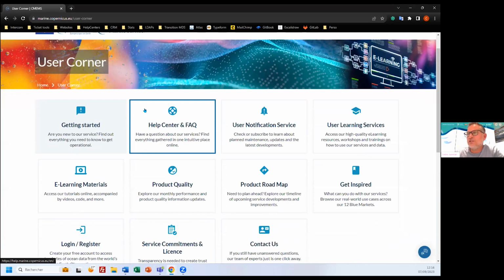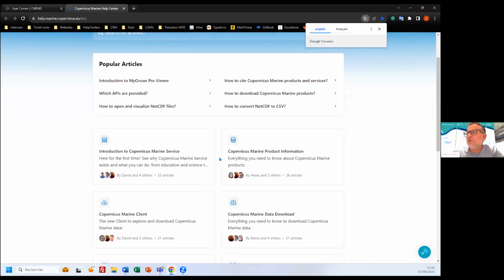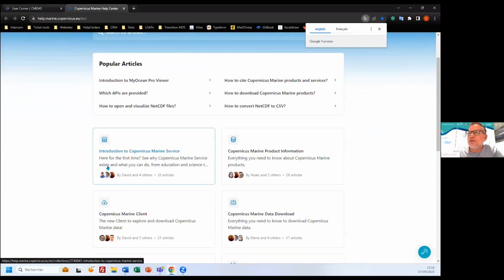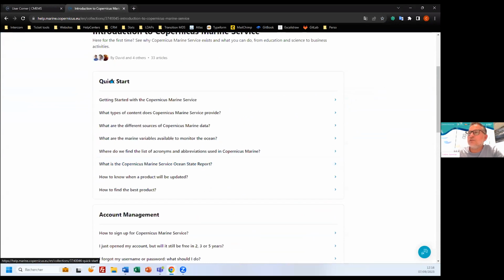This section is a very, very important one. So I follow the link. Here in the help center, you will find many articles that are sorted by collection, and specifically an introduction to the Copernicus Marine Service. If I click on this one, I reach several subsections and articles.